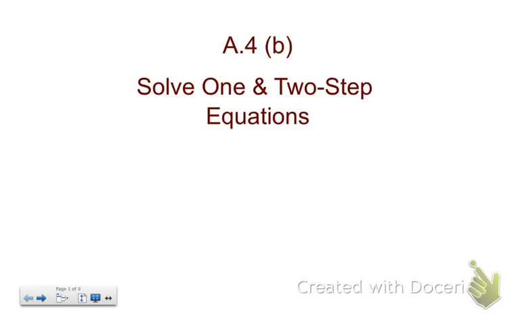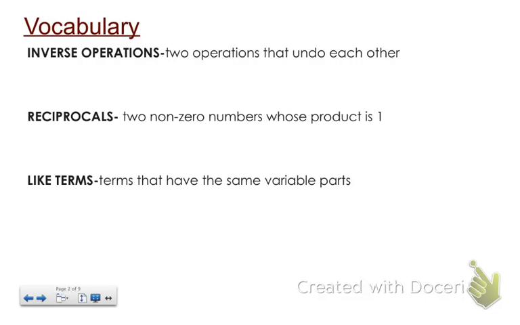Alright, this is the second part of 8.4b. So just like we simplified expressions, now we're solving 1- and 2-step equations. For vocab, we have inverse operations, which are two operations that undo each other. So addition and subtraction undo each other, and multiplication and division undo each other. We're also going to use reciprocals to solve equations.